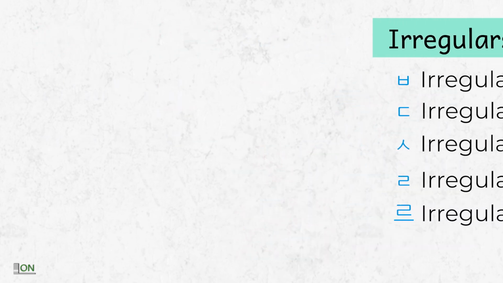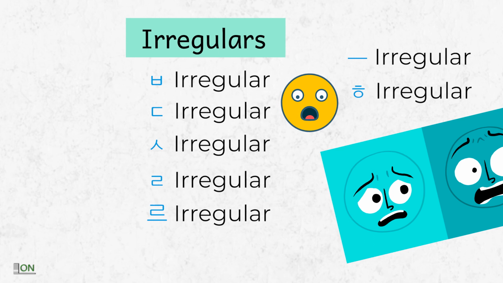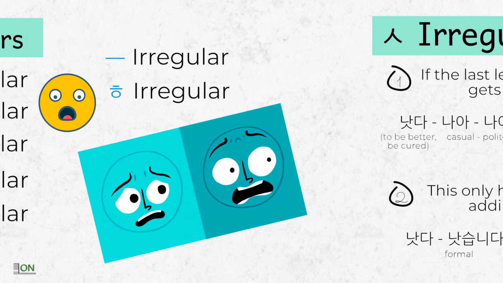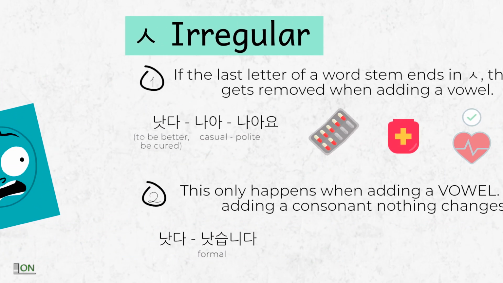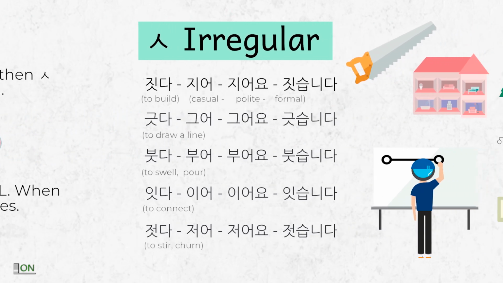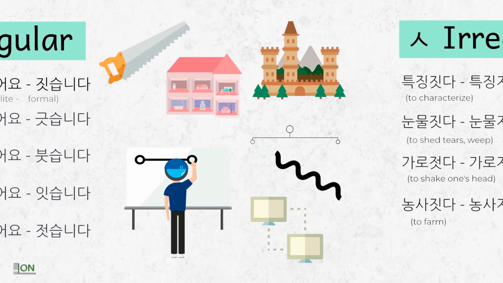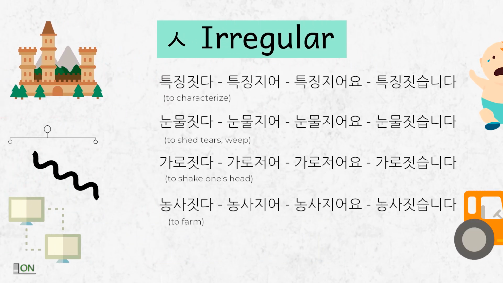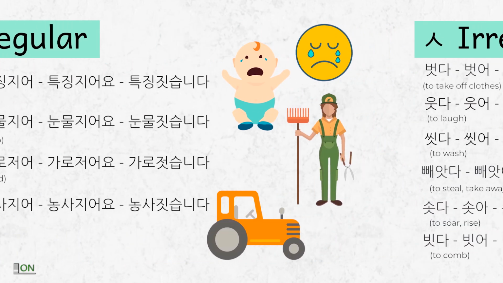Yay! We have learned all we have to know about Siot irregular. Now, only 4 other irregular letters are left. If you didn't learn Bieup and Digeut irregulars yet, be sure to watch them because irregulars are very important in Korean. You don't want to speak incorrectly, right?